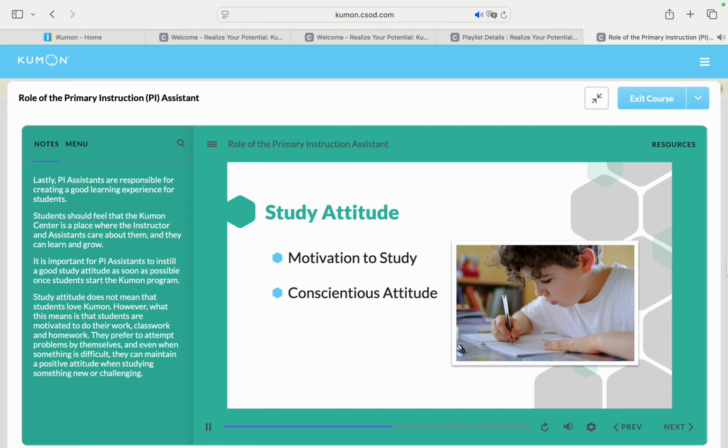Study attitude does not mean that students love Kumon. However, what this means is that students are motivated to do their work, classwork, and homework. They prefer to attempt problems by themselves, and even when something is difficult, they can maintain a positive attitude when studying something new or challenging.